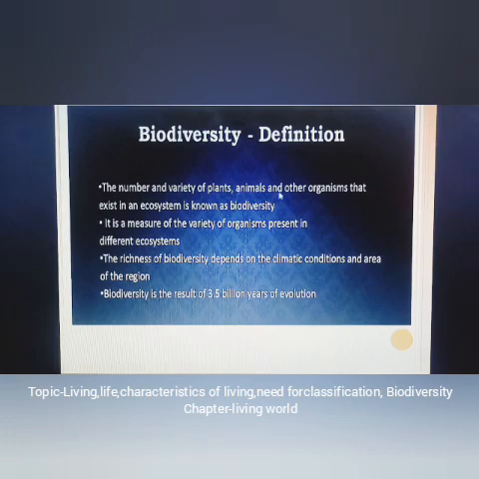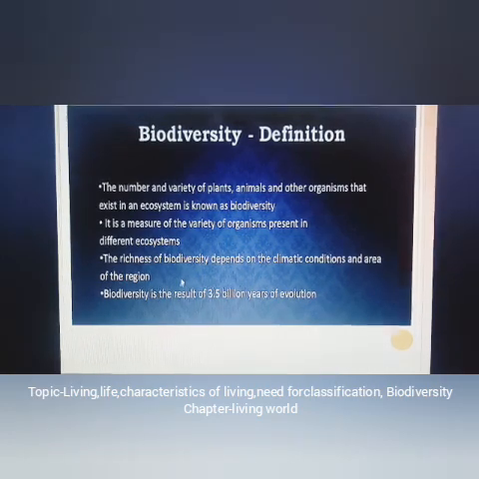The number and the variety of plants, animals and other organisms that exist in an ecosystem is known as biodiversity. It is a measure of the variety of organisms present in the different ecosystems. The richness of biodiversity depends on the climatic condition and area of the region. Obviously, in which specific region the biodiversity is existing, that is the question. Because if that region is very favorable for the organisms, obviously the biodiversity will be more. But if the environmental condition or geographical area is not suitable for those organisms, obviously the biodiversity will not be so much. Okay, it will be limited.